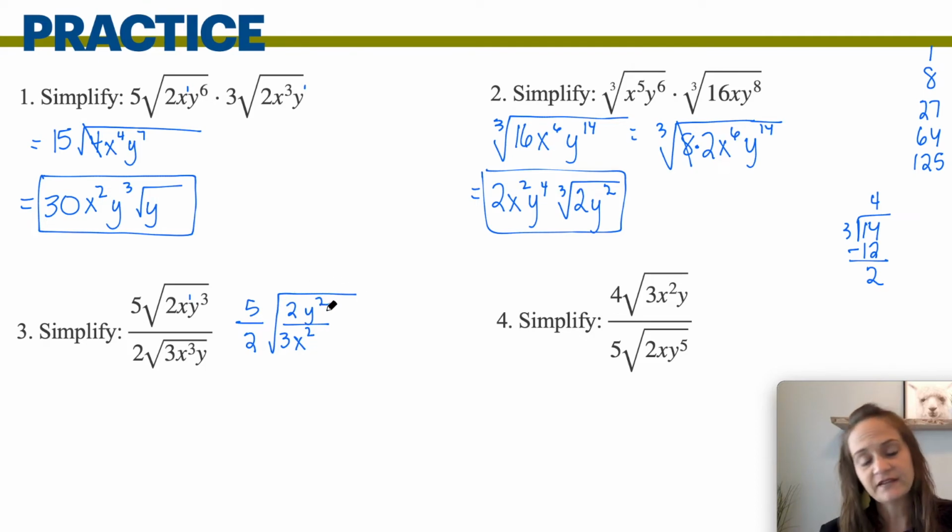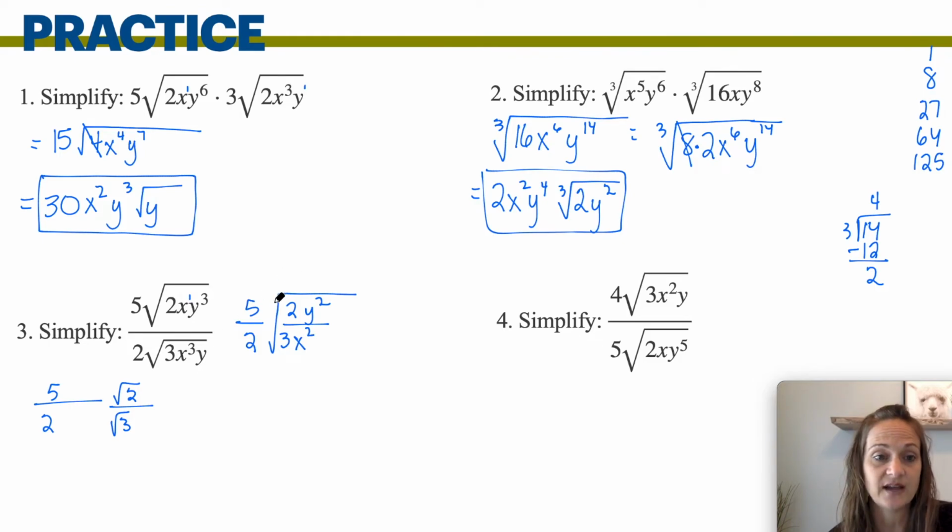Now, I can further simplify this by dividing by the index with the exponents. You cannot take the square root of 2 or the square root of 3. So I do know that the square root of 2 divided by the square root of 3 is still going to be there. But because this is a square root, I can divide. 2 goes into 2 1 y times, and 2 goes into 2 1 x times.